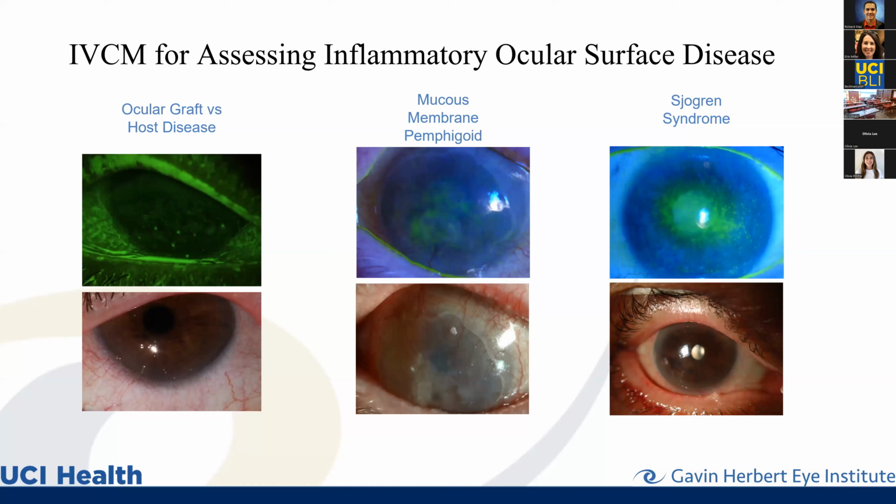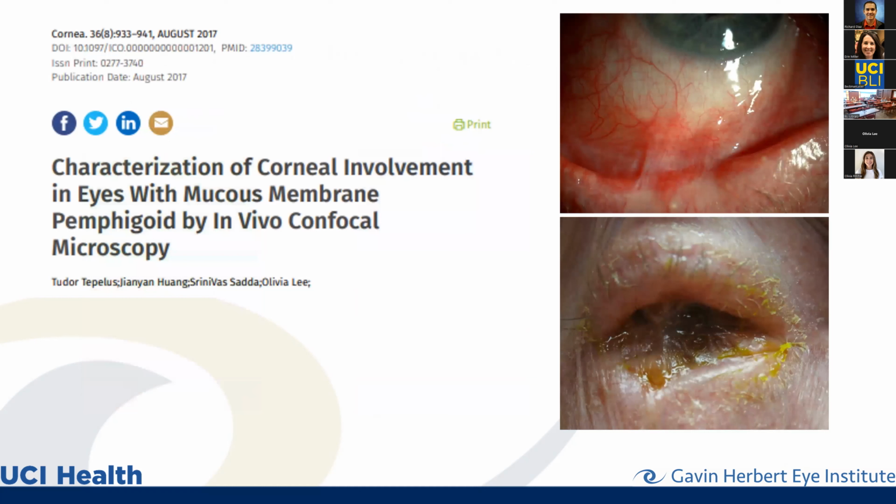And then on the right, we have Sjogren's syndrome, which is a systemic autoimmune condition that causes dry eye, dry mouth, often associated with other rheumatologic diseases like rheumatoid arthritis or lupus. So these are conditions that are known to be associated with inflammation. So I decided to look at these couple of diseases using the confocal microscope. So let's start with pemphigoid.